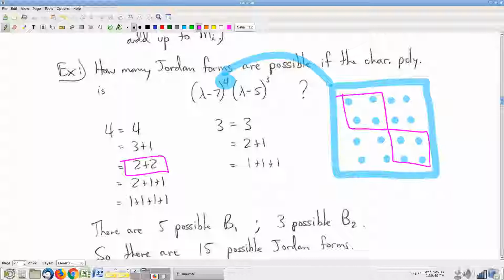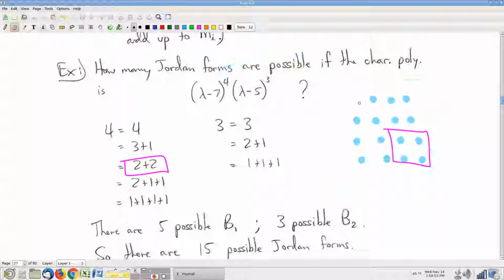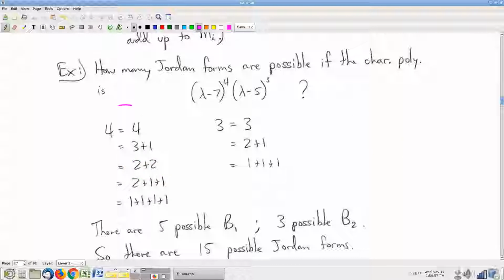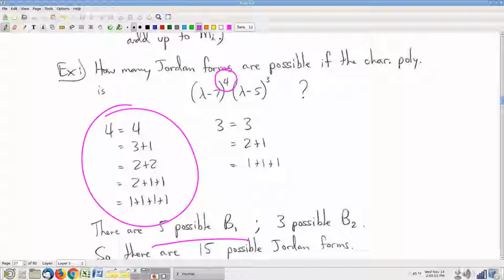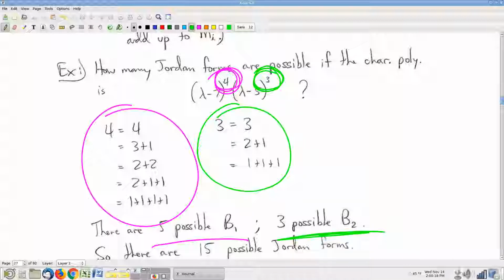Okay? So you can just go through and play this game. Let's see how many different ways you can add up positive integers to get 4. There are 5 different possible ways to do that. Thus, for this 4x4 eigenvalue block, we've got 5 options. And then, same story for the 3x3 eigenvalue block. Here's the partition of 3. There are 3 different ways to do that.